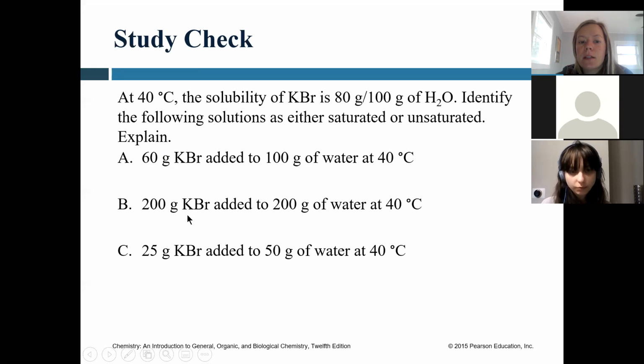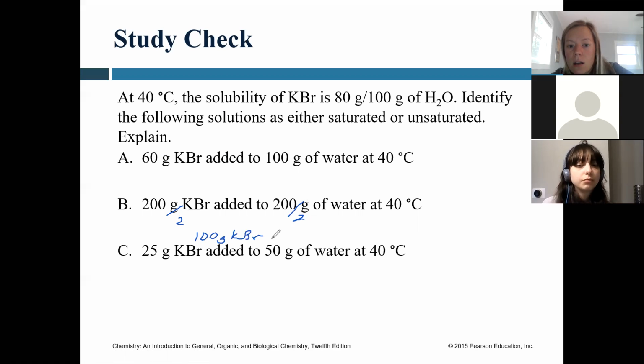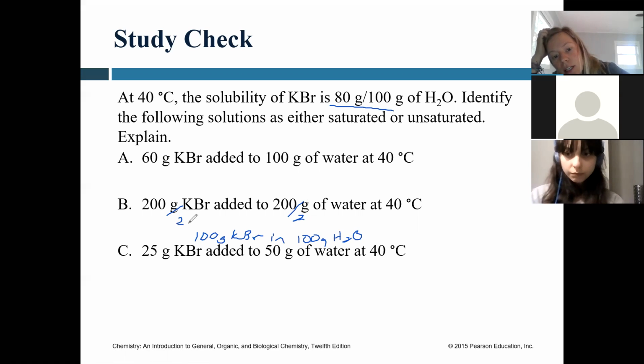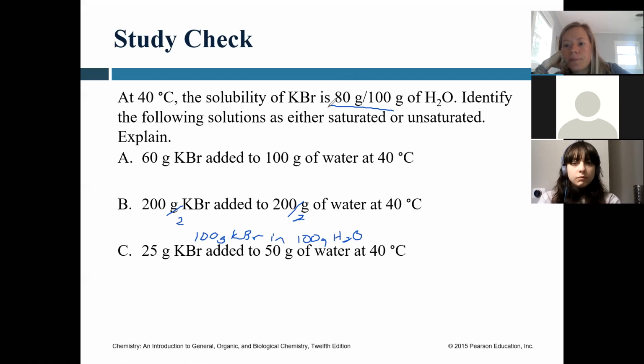This one's a little bit different. 200 grams of KBr added to 200 grams of water. So we've actually doubled our water sample. So let's go ahead and just divide both of these by 2 to get it to 100 grams. So I'm going to divide this by 2 and divide this by 2. That's the same thing as saying 100 grams of KBr in 100 grams of water. Now we can sort of readily compare it to this. Are we saturated, unsaturated? This is definitely saturated. We're over our saturation point.